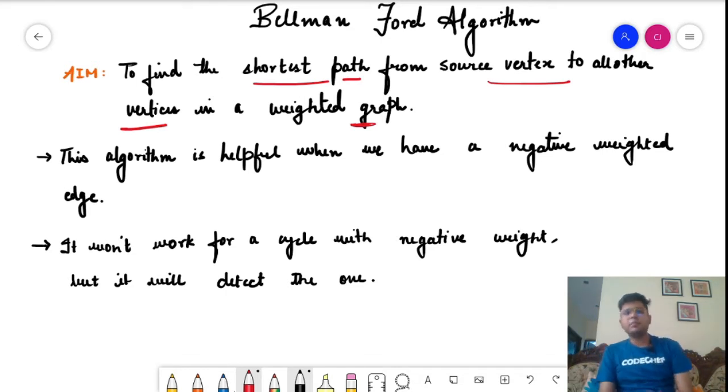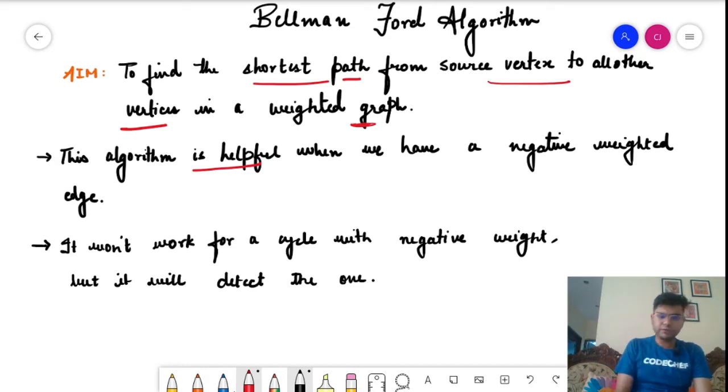The Bellman Ford algorithm is helpful when we have a negative weighted edge. Whenever a graph has an edge with a negative weight, the Bellman Ford algorithm works, but Dijkstra does not. The reason is quite simple: if you take the negative weight and keep finding the minimum again and again, the value will keep decreasing and you will end up in an infinite loop. That's why Dijkstra's algorithm does not work for negative weights, but Bellman Ford does.